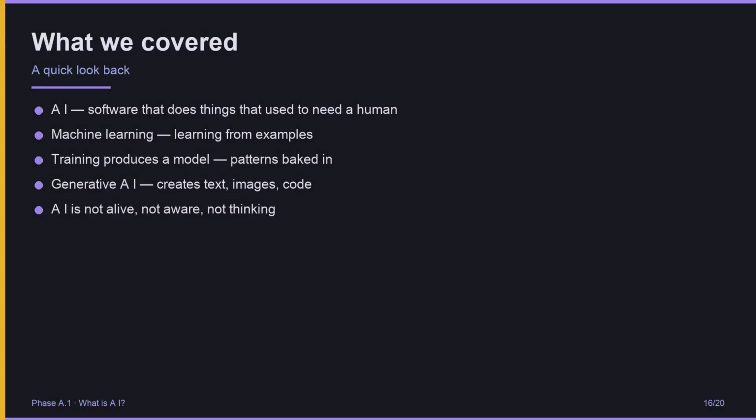Quick recap. AI is software that does things that used to need a human. It learns from examples, that is called machine learning. Training produces a model, a program with patterns baked in, stored as weights. Generative AI is the new kind that creates new things, text, images, code, music. And throughout, AI is not alive, not aware, not thinking. It is doing math on patterns. Hold all of this, we will build on it next.